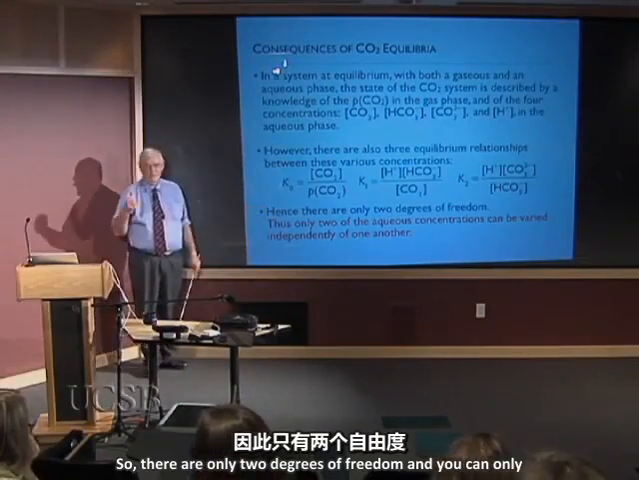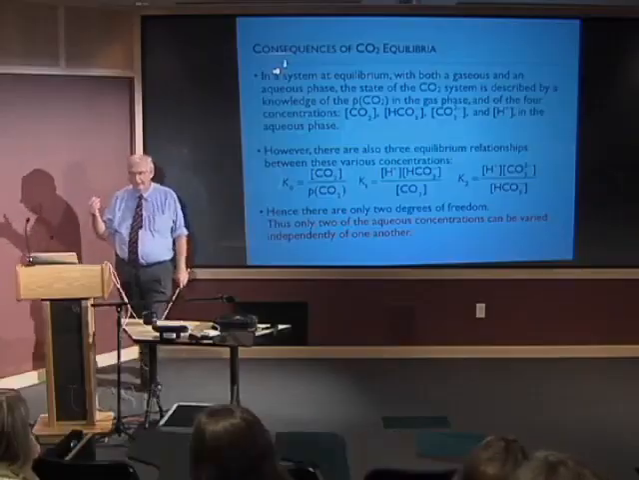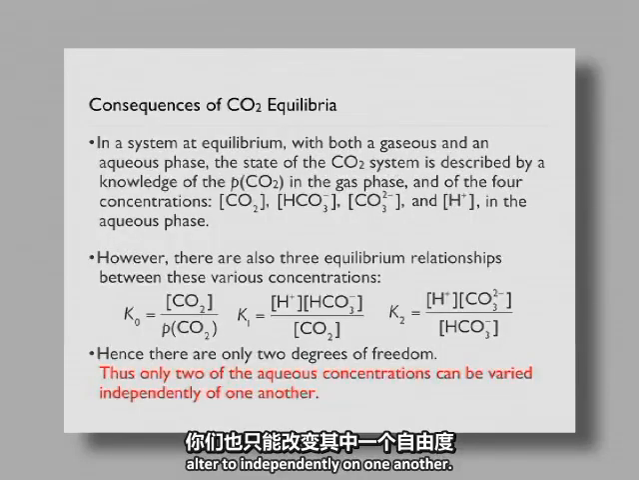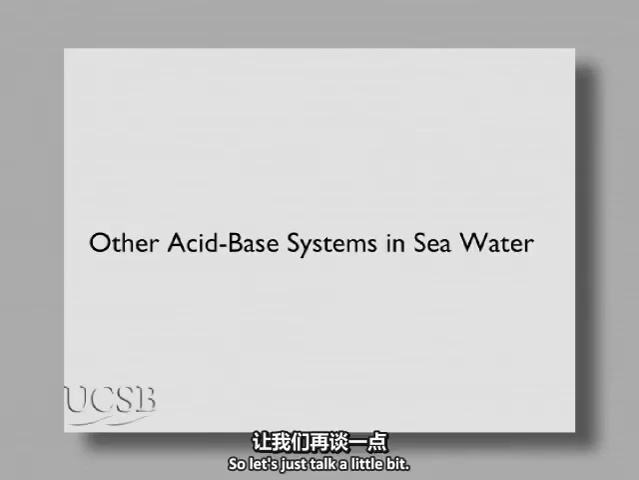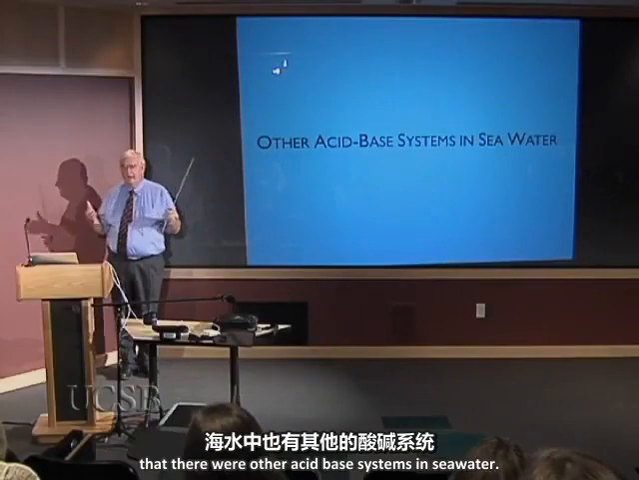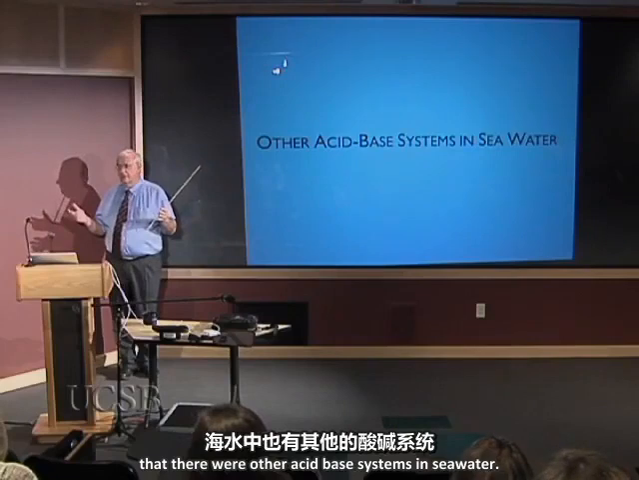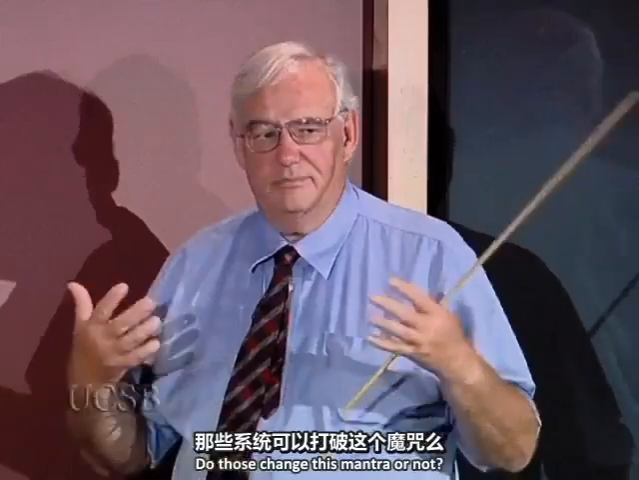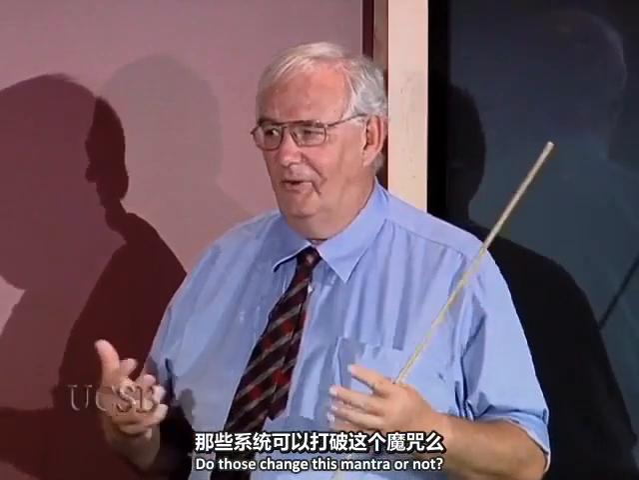There are only 2 degrees of freedom, and you can only alter 2 independently of one another. So let's just talk a little bit. We talked a lot about CO2, and I mentioned at the beginning that there were other acid-base systems in seawater. Do those change this mantra or not?